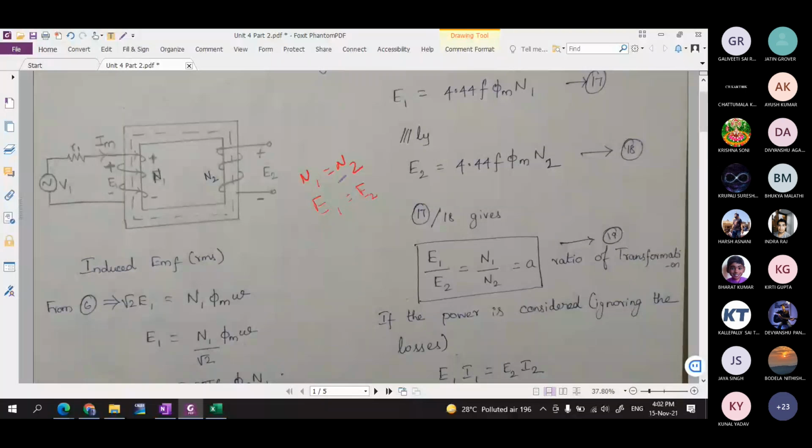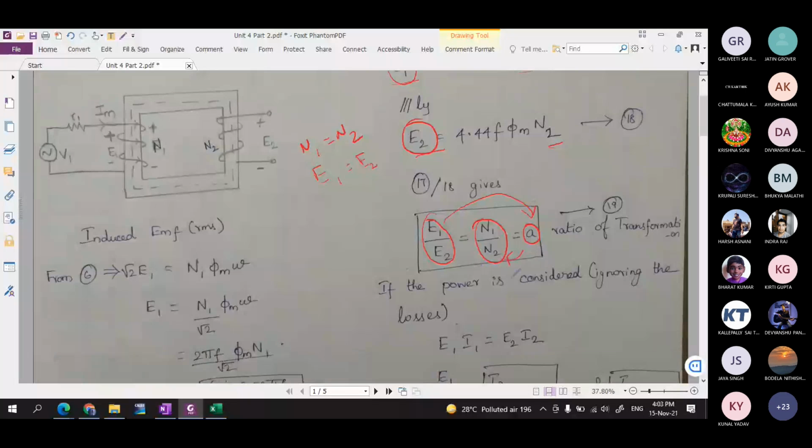If you find the ratio of E1 and E2, consider that N1 and N2 are different. The ratio of E1 by E2 will be like this, and N1 by N2 is like this, and this ratio is called the transformation ratio. The ratio of E1 and E2 you can call A, or N1 by N2 you can also call A. Similarly, with current also we can mention, that is given here.